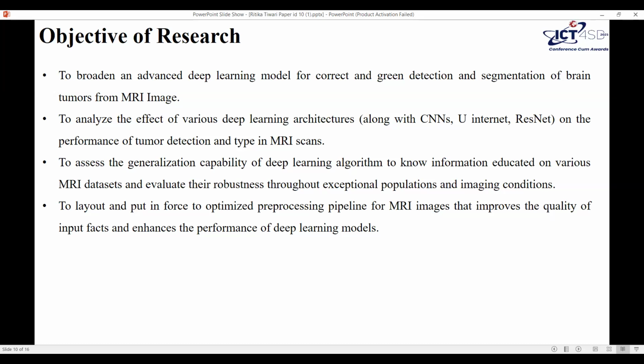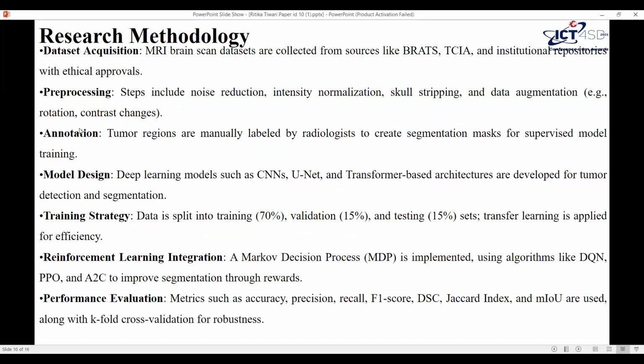trained on the basis of the MRI datasets, and evaluate the robustness across different populations and imaging conditions; and to design and implement an optimized pre-processing pipeline for MRI images that improves the quality of the input data and enhances the performance of deep learning models.